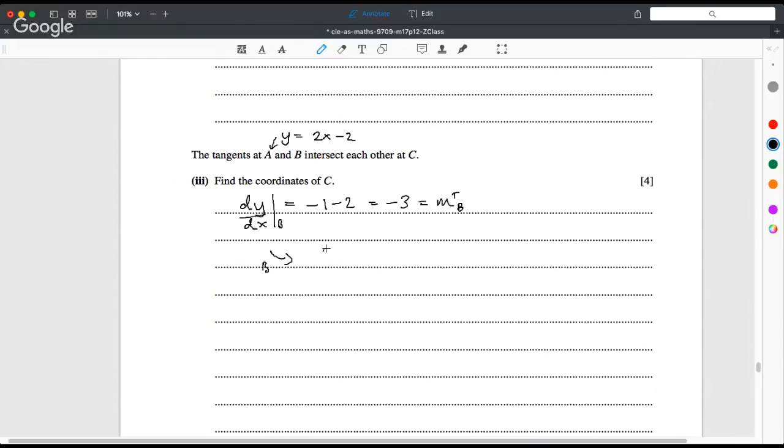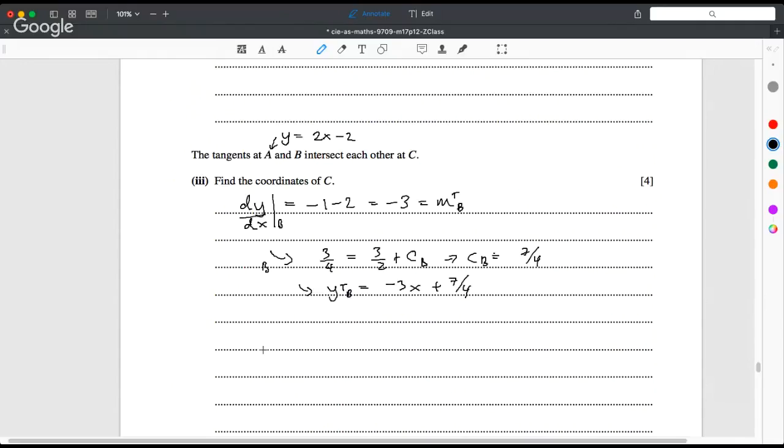So we get that 3/4 is equal to 3/2 plus C. And that gives us that C, this is just the constant C, not the point C. So C is equal to 7/4. So that means that the equation of the tangent at B is y equals -3x plus 7/4.